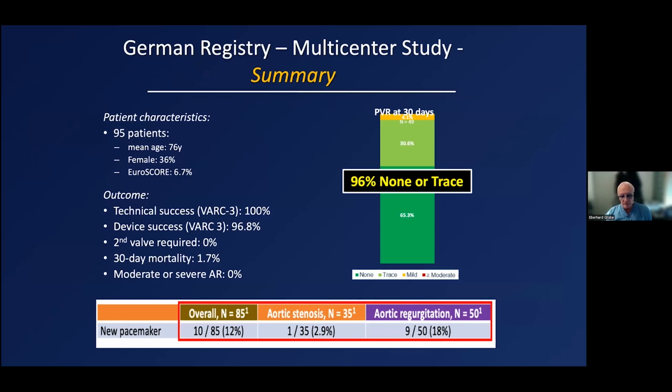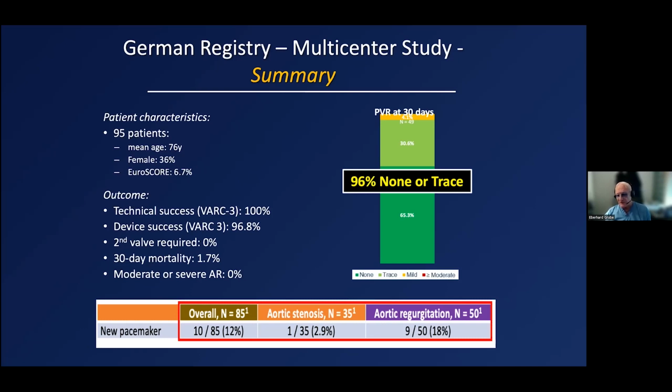If you look at the lower part, the new pacemaker rate is something that we're learning. Something that we are not learning in this cohort is the aortic stenosis patients, very low pacemaker rates in the low one-digit numbers. And as we increase the patient numbers, the low pacemaker rate remains the same.